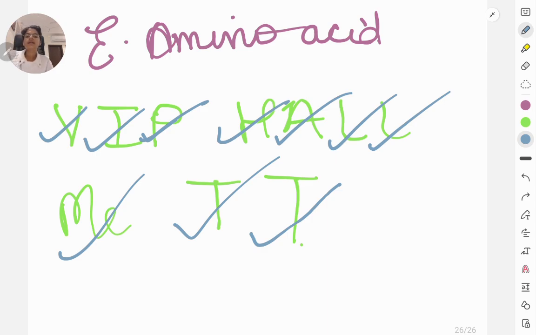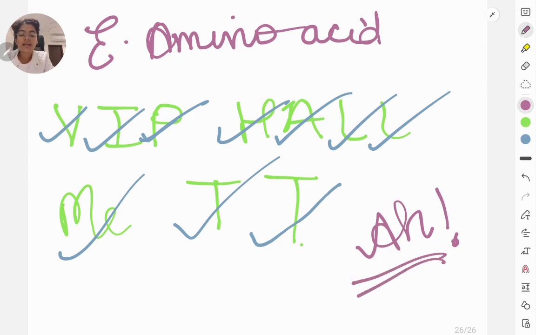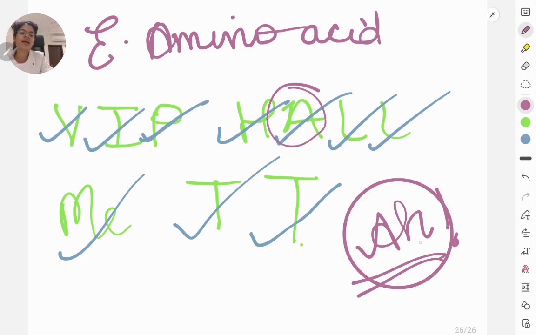Now let's see ahead. In this, I would like to tell that these are the essential, but there are some semi-essential ones that lie in this itself. A for here, where is A? Yeah, this one, and H here. Now histidine and arginine, they both are semi-essential amino acids. Clear?